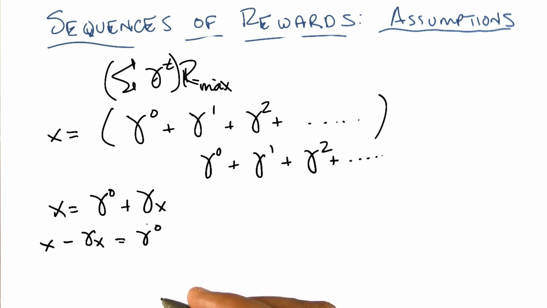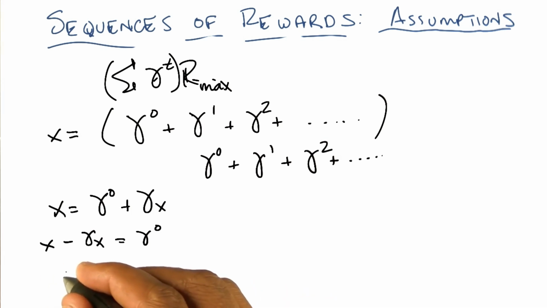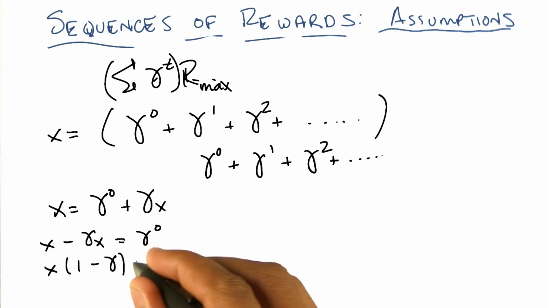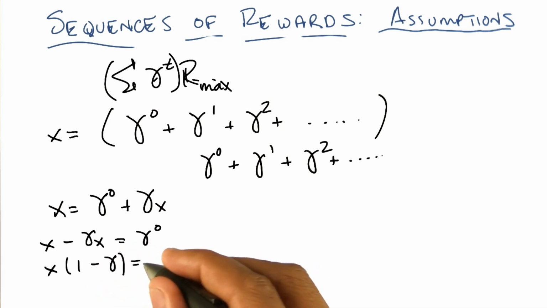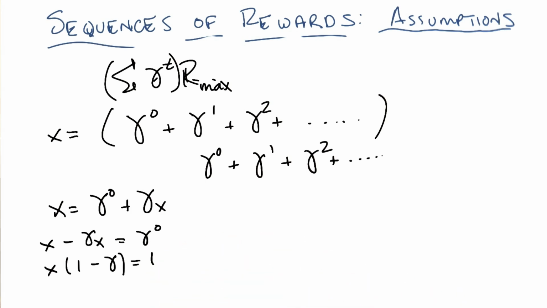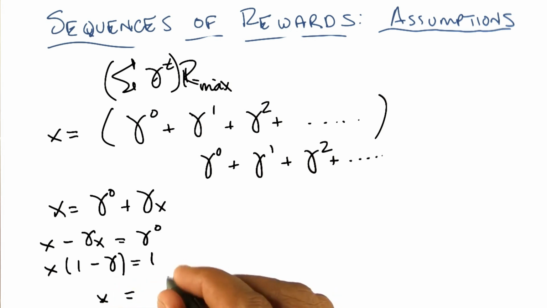Seems like we can stop writing gamma 0. Isn't that just 1? Yes, but I've gone too far, Michael. I've already written gamma 0. So this becomes x times (1 minus gamma) equals gamma 0, or as Michael so astutely points out, 1, right? Which means what? Then we divide by 1 minus gamma. x is 1 over 1 minus gamma.